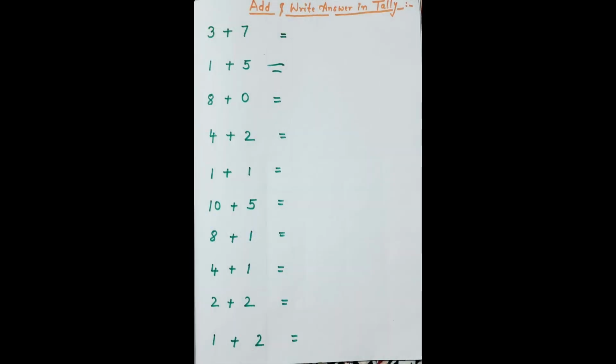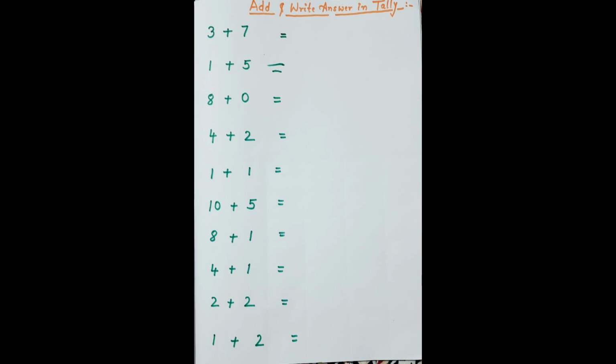Now this is the last tally worksheet, where the kid needs to add and write the answer in tally marks. Here, as you can see, I have given some addition sums, where the kid needs to do the sum, like 3 plus 7, how much? So the kid will do 3 plus 7 is equal to 10. So they will write 10, and they will make the tally mark of 10. So they will write 1 2 3 4 5, then 6 7 8 9 10. Whatever answer they get, they will write the number, and they will make the tally mark of that particular answer.